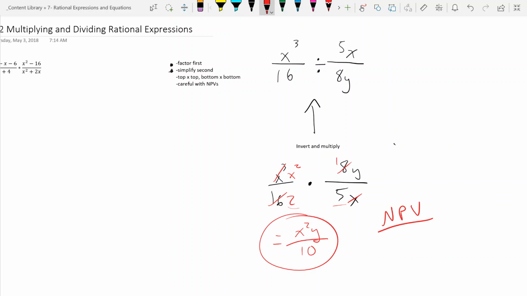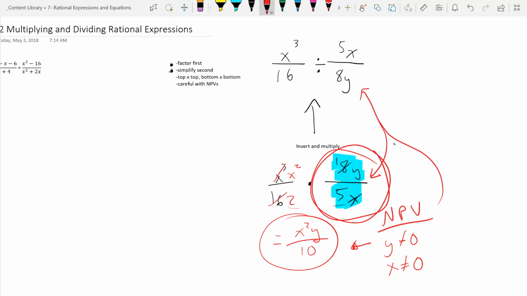Now, the harder part about this is the NPVs. When we look at the final answer, there are no NPVs. We have to be really careful and look back at the original step, and we can see, okay, y can't equal 0. But when we flipped it into this step right here, we notice that x was in the denominator as well. So x also has an NPV and can't equal 0. That is the step that most students will forget when there's division, is to look at that second step and look at its denominator to see an NPV. So that's the basics of that.